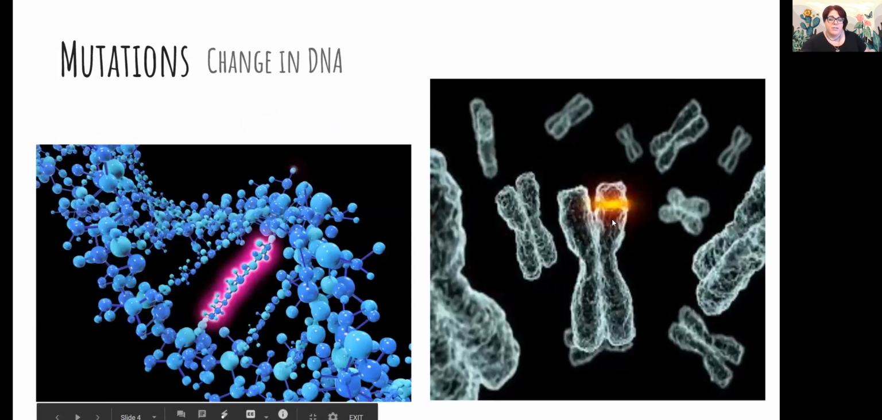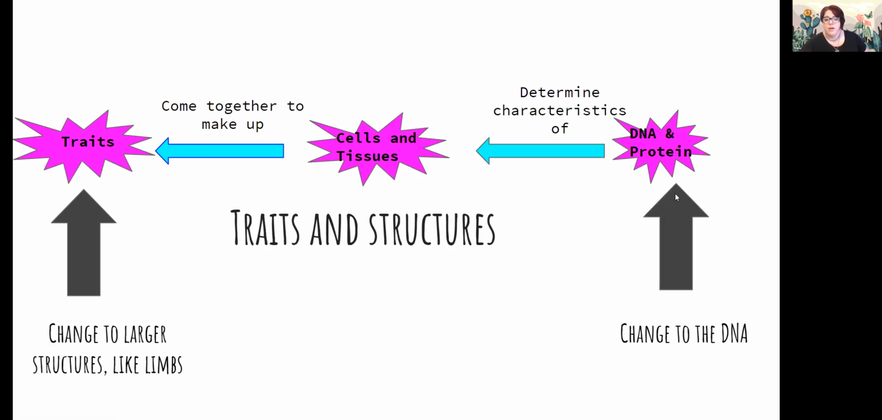So if we're talking about mutations, mutations are a change in the DNA. It's a really simple, direct description. So if you look here, we've highlighted a base. Over here, we have a chunk of a chromosome. And so this is a direct change to the DNA itself. If you think of how this fits into our flow chart, if you have a change in the DNA over here with DNA and protein, it could change the cells and the tissues that they make up. And if you change the cells and tissues, it could likely change the traits and structures that they develop into. So an example would be limbs.